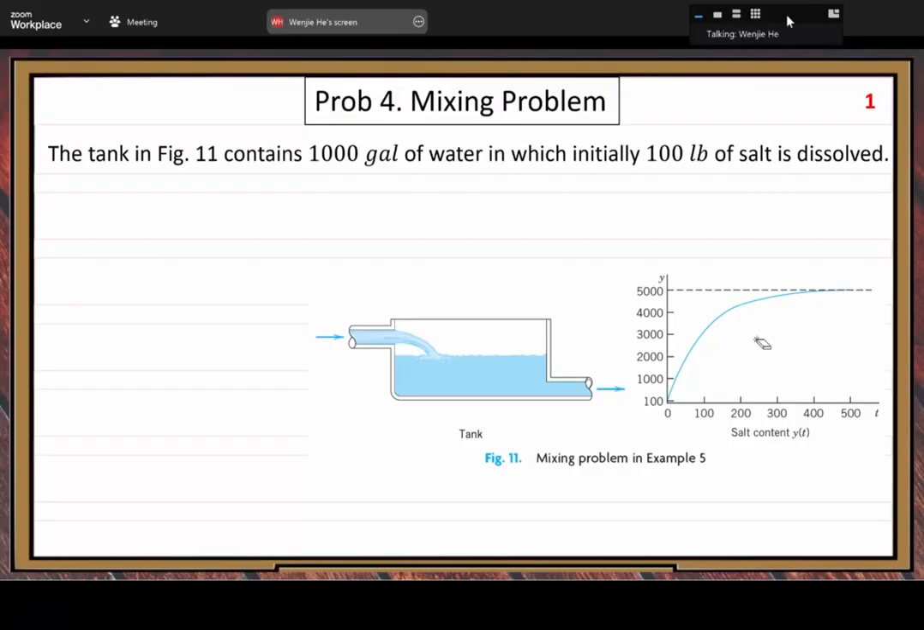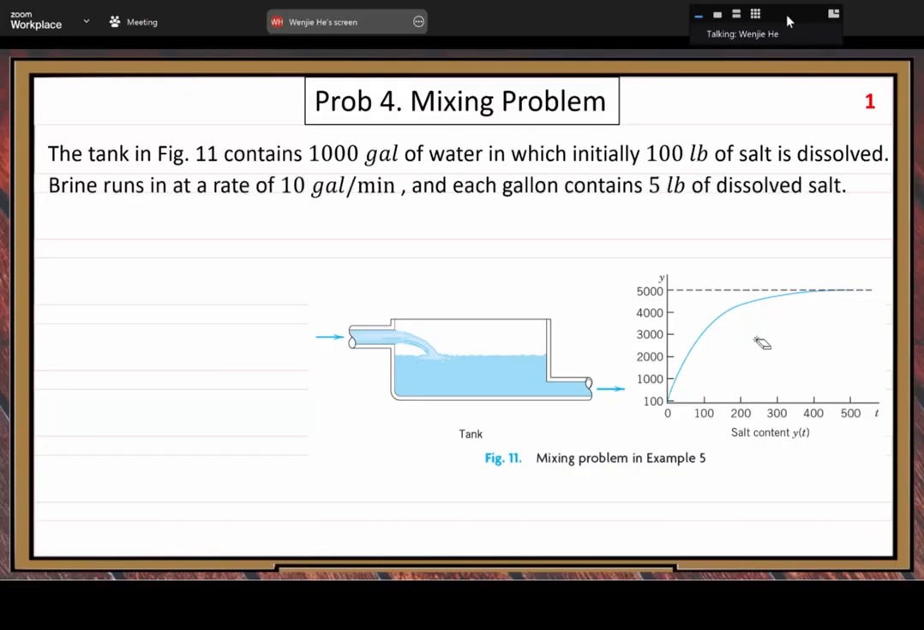The tank contains 1,000 gallons of water, in which initially 100 pounds of salt is dissolved. 1,000 gallons of water, put 100 pounds of salt in it, and mix it. That's the initial condition. It will change later.